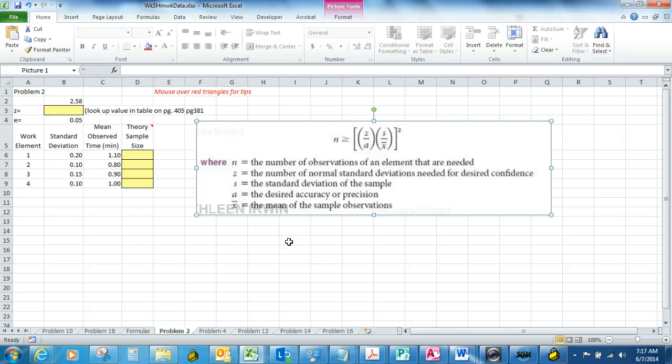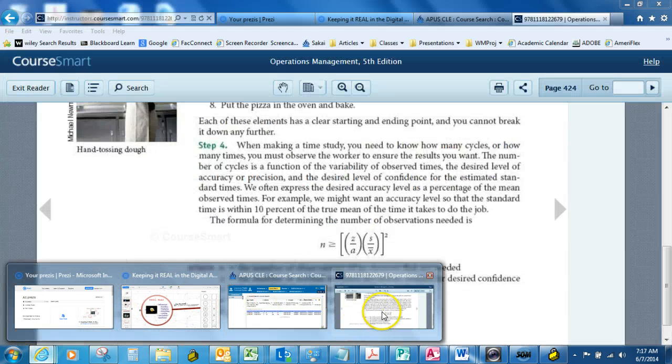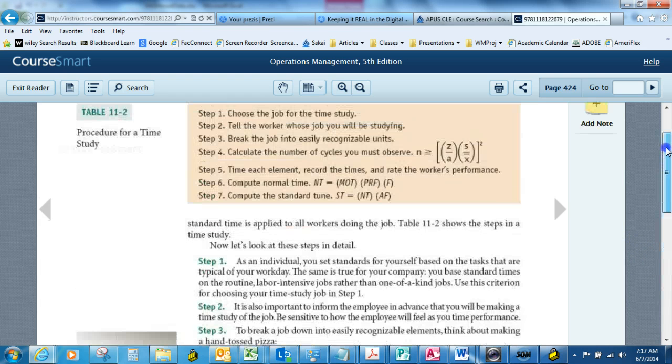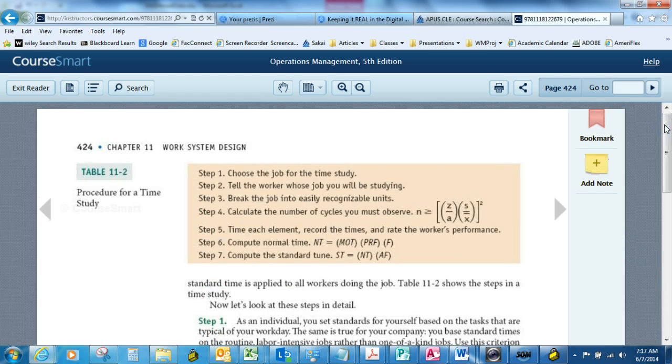Okay, in this problem, we are going to be calculating the sample size that we would need in order to do a work study. In doing a work study, and this is laid out for you in your book on page 424, what you're doing is a time study.